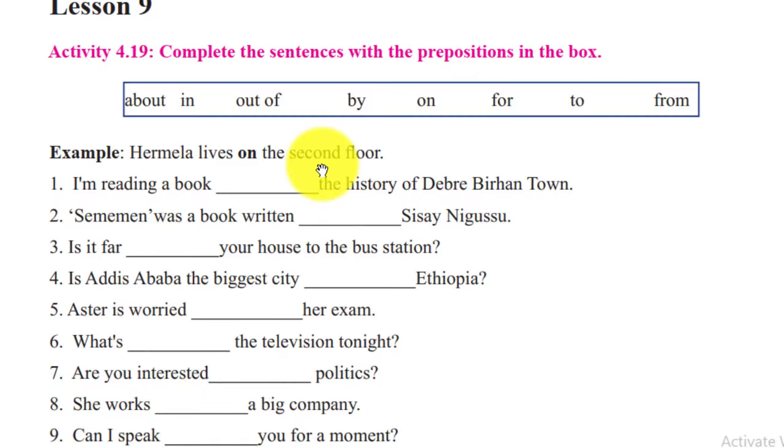Let's look at these examples. Hermela lives on the second floor አለ። አሁን የፕሌሱን ለማሳየት ነው። The second floor ሁለተኛ ፎቅ ላይ ነው የምትኖረው፣ ከላይ መሆኑን ለማሳየት ነው። Okay, number 1: I'm reading a book ይላል። I'm reading a book መጽሐፍ ያነበብኩ ነው ብለን blank the history of ደብረ ብርሃን town ይላል። Normally the book is talking about what ስለምንድን ነው የሚያወራው?